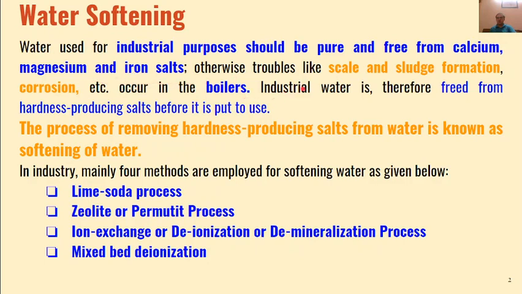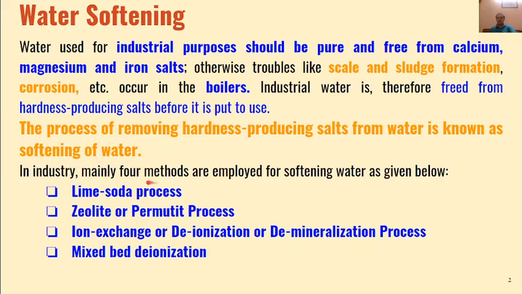Otherwise our boilers will become ineffective in their operation due to formation of scale and sludge, and even the presence of these ions can cause corrosion in those boilers. Therefore it is of utmost importance that the industrial water which we use should be free from all types of salts which cause hardness in the water. The process of removing these hardness producing salts is known as softening of water.